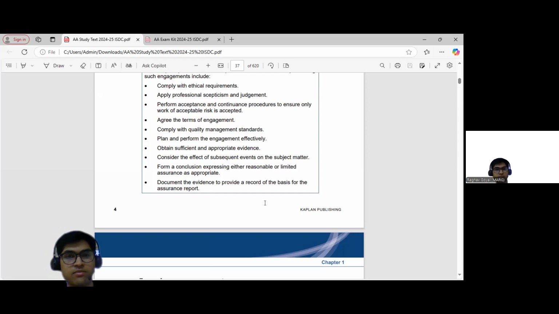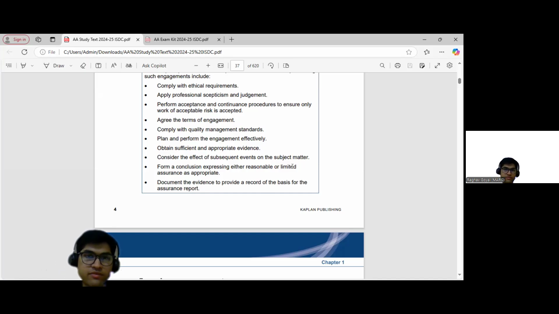At the same time, you agree the terms of engagement with the management so that there is clear communication and no miscommunication as such. Then you have to adhere to quality management standards. Then we plan and perform the engagements effectively, obtaining sufficient and appropriate evidence.